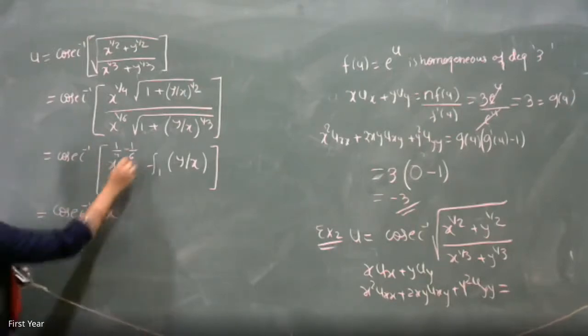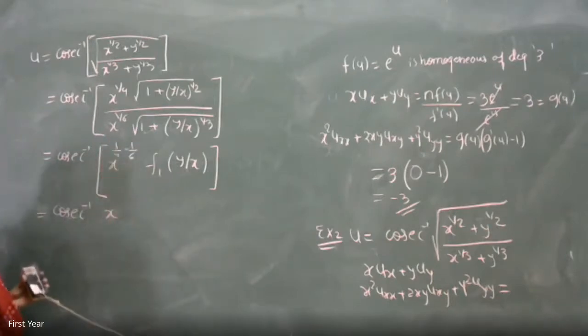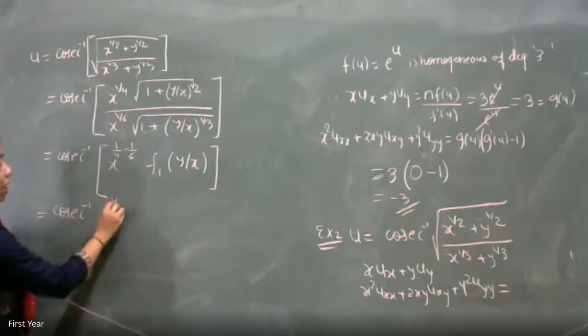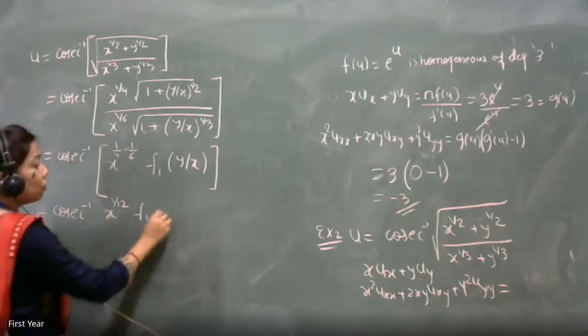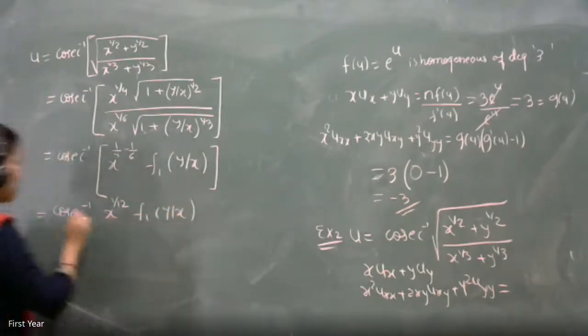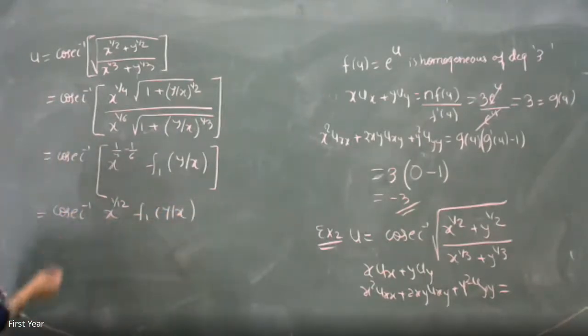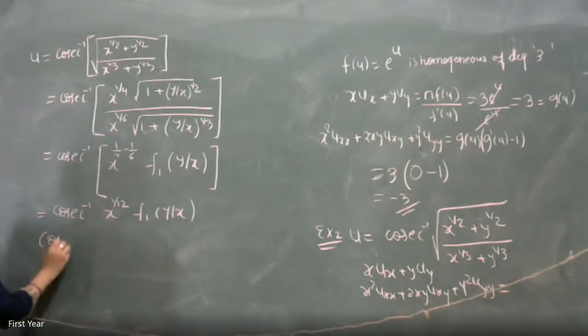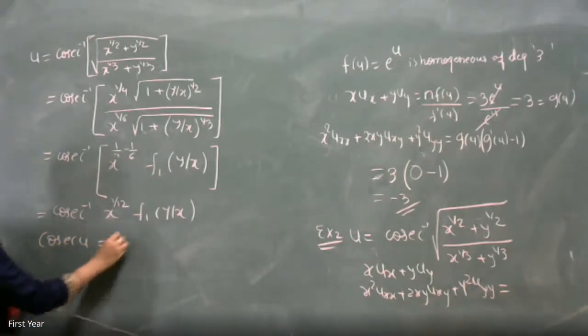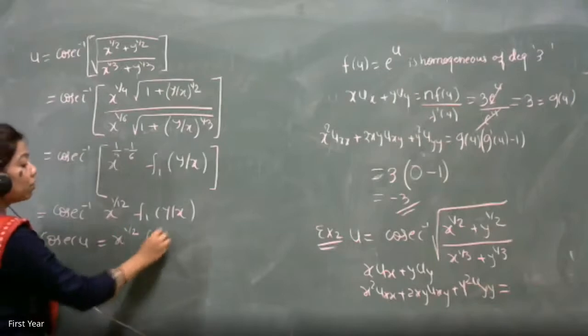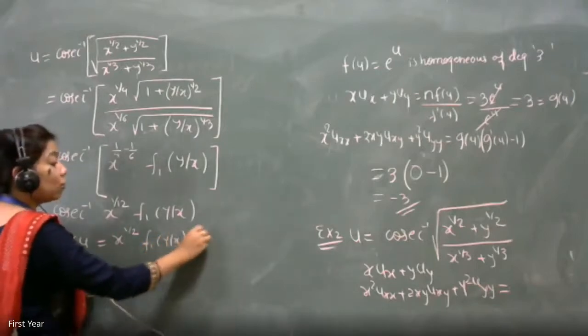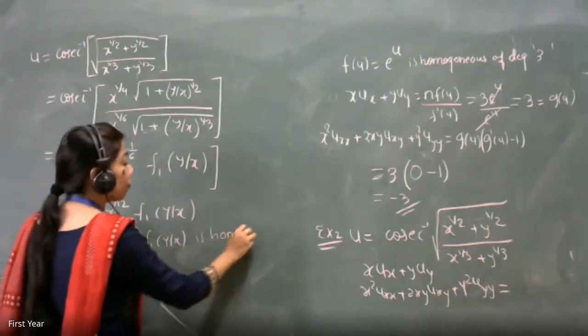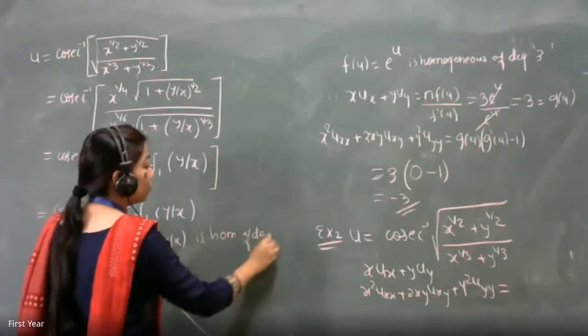X to the power, how much is this? 6 minus 4, that is 2 by 24, which is 1 by 12, into some function of y by x. So I have to take this cosec inverse on this side and then it will become homogeneous. So cosec of u is equal to x raised to half into some function of y by x, is homogeneous of degree 1 by 12.